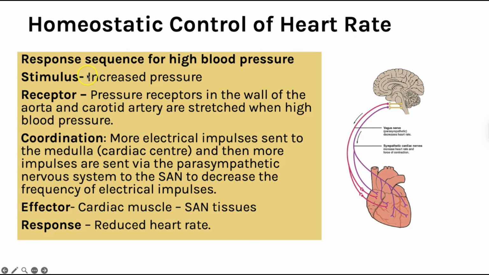Now, for high blood pressure, the stimulus is increased blood pressure. The receptors would be the pressure receptors in the wall of the aorta and the carotid artery, and these stretch when there's high pressure. Coordination would be more electrical impulses sent to the medulla, and then more impulses sent via the parasympathetic nervous system so that the SAN will fire less frequently. The effector is the cardiac muscle, the SAN tissue, and the response is a reduced heart rate, and that lowers the blood pressure.